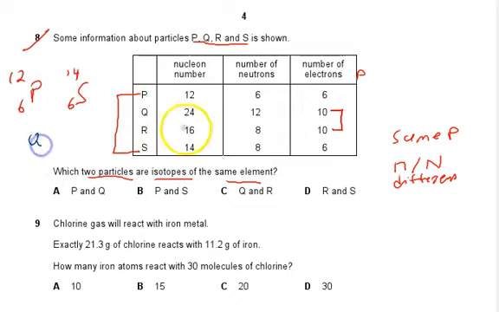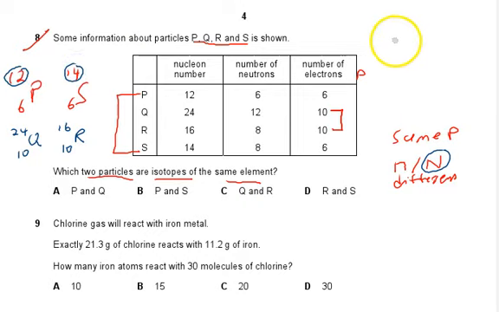For Q is 24 and 10. For R is 16 and 10. Normally for isotopes, even though their nuclear numbers are different, their range will not be too far. It will be very near. Example like this, 12 and 14. Like if you look at chlorine, we have chlorine-35 and chlorine-37. So these are examples of isotopes.